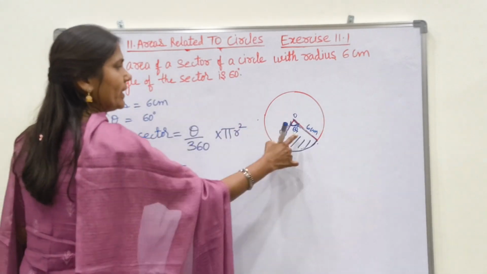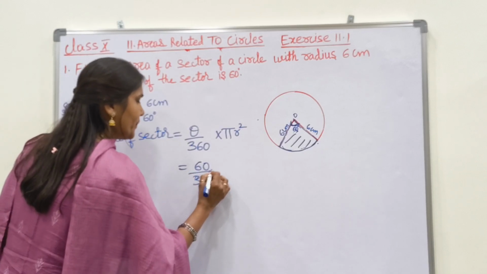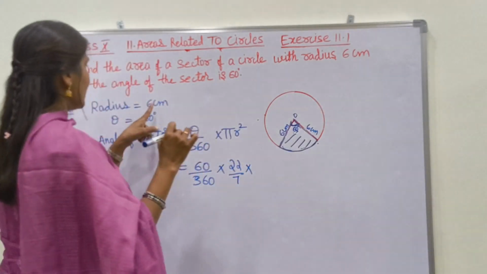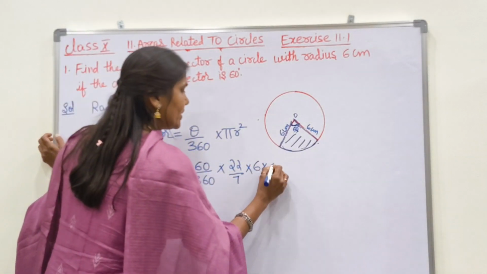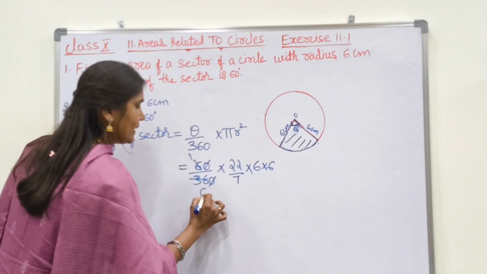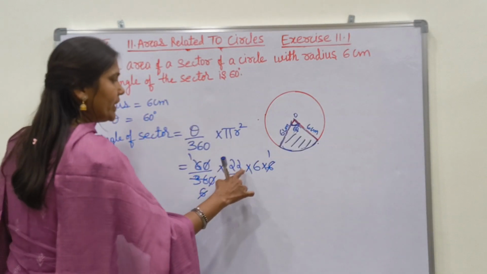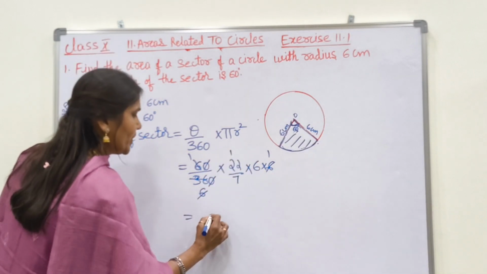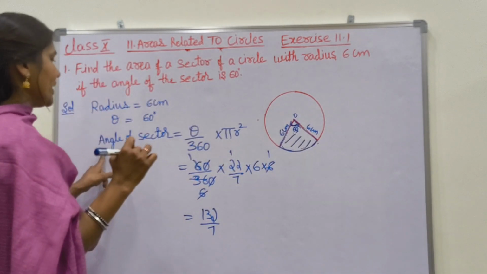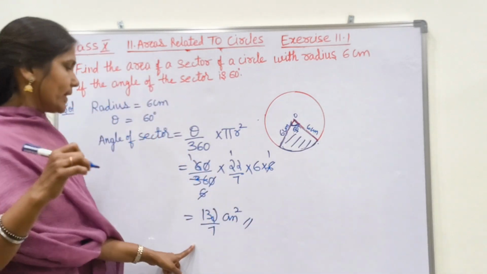See here, theta means the degree. Here how much degree is there? 60 degree, by 360, into pi, the value is 22 by 7. Radius how much is there? 6 centimeter, so 6 into 6. Any cancel chances? 0, 0 cancel. 6 ones are 6, 6 sixes are 36. Next, 6 ones are 6, 6 ones cancel. So what is remaining? 22 into 6. 6 twos are 12, 6 twos are 12 plus 1, 13. 132 by 7. This is the area. So units, what can we write? Centimeter square.